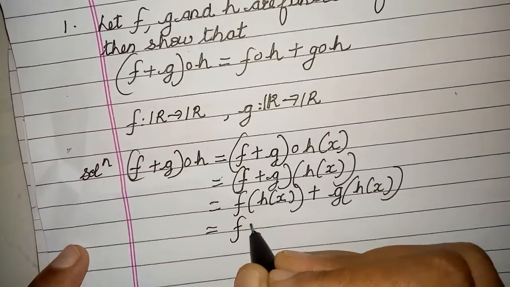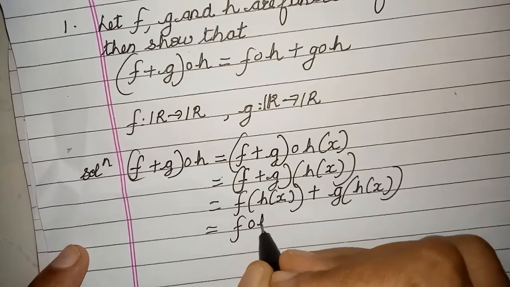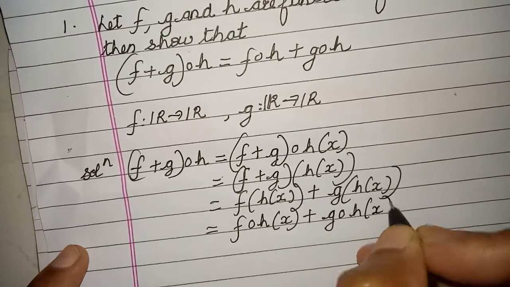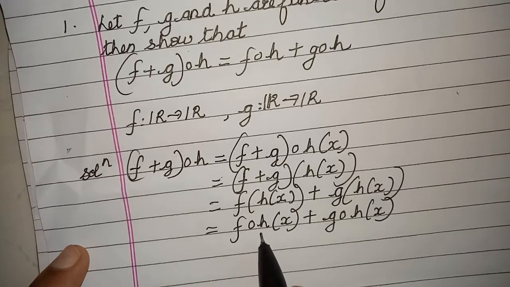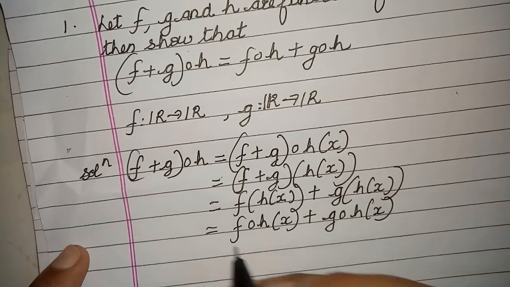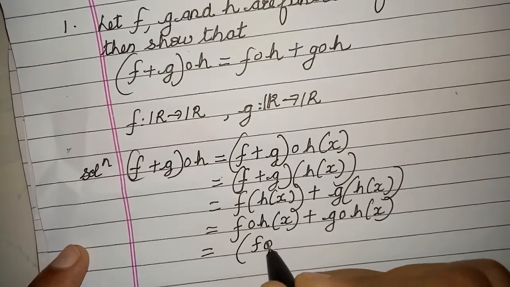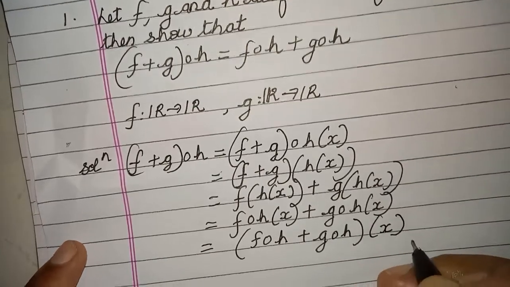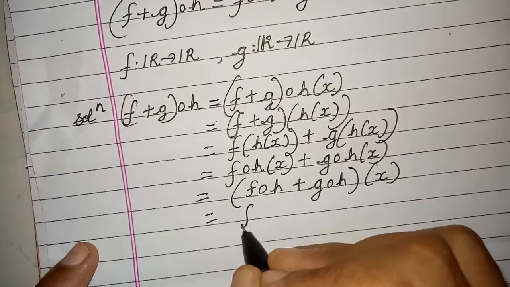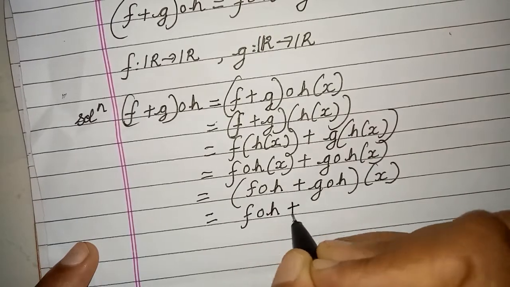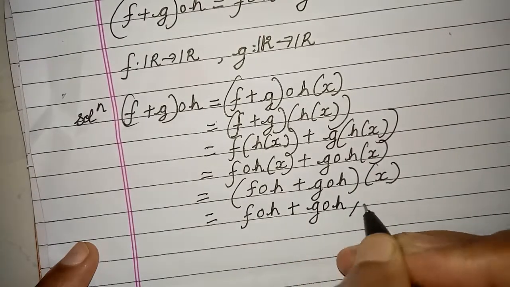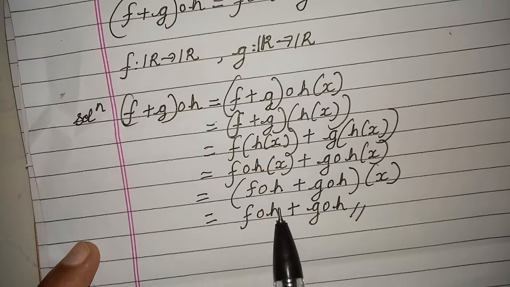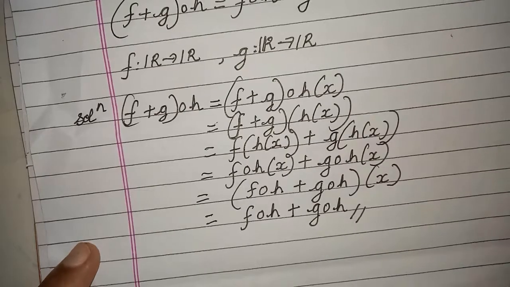Once again apply the definition. So it will become f composite h at x plus g composite h at x. So you can see here f composite h at x and g composite h at x. So this can be rewritten as (f composite h plus g composite h) at your element x, right? But this is the same as writing f composite h plus g composite h. So I am able to prove that (f plus g) composite h is the same as f composite h plus g composite h.